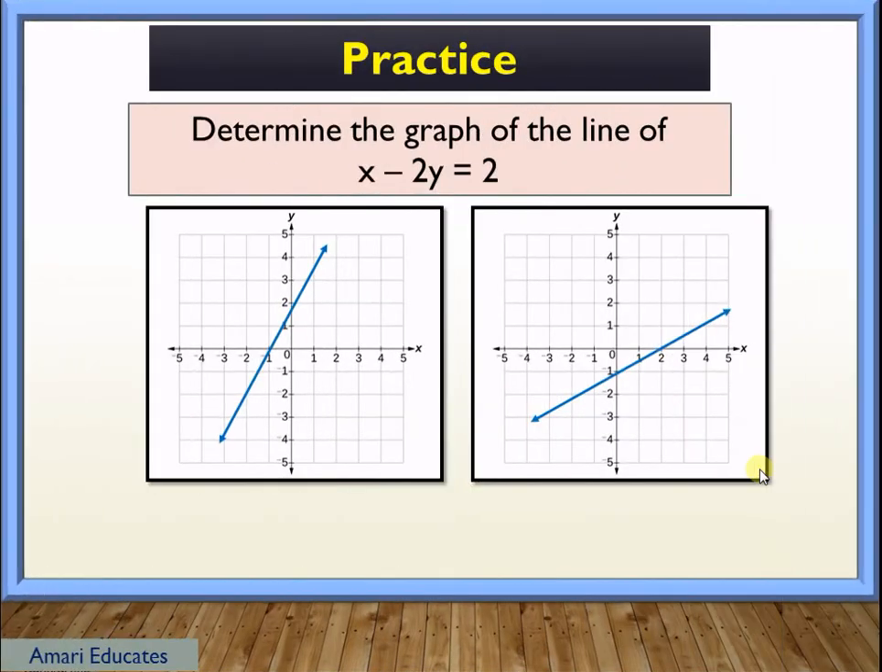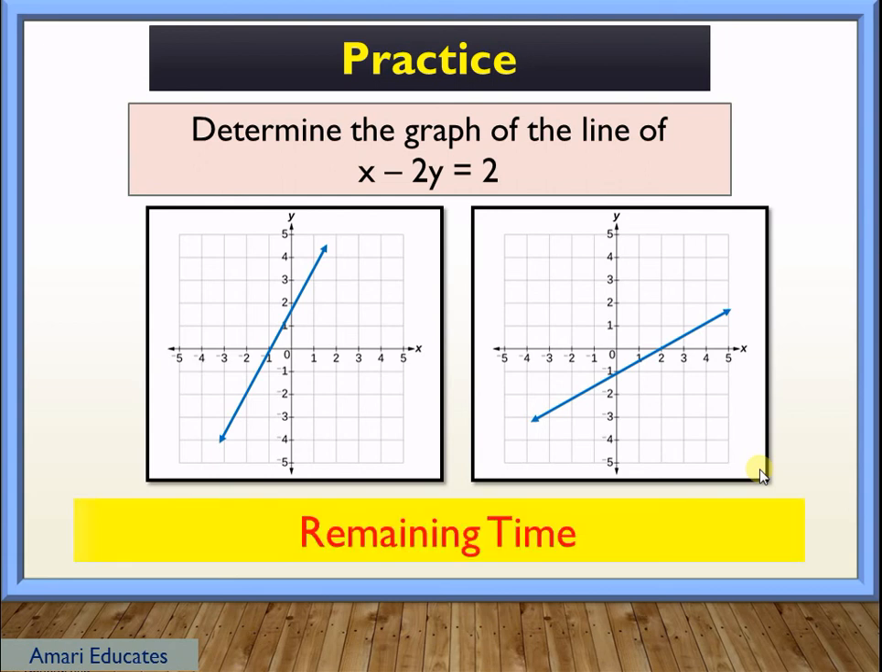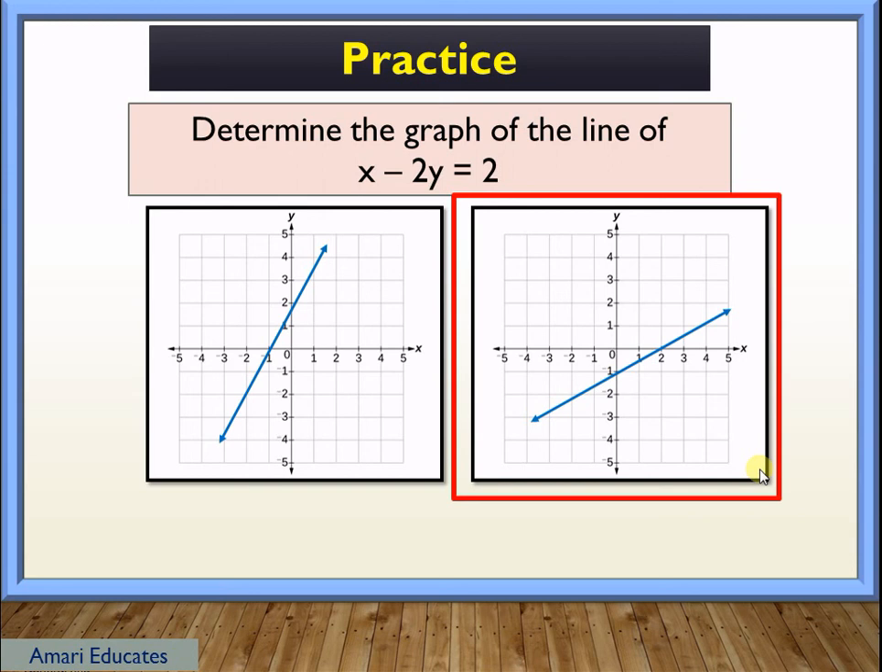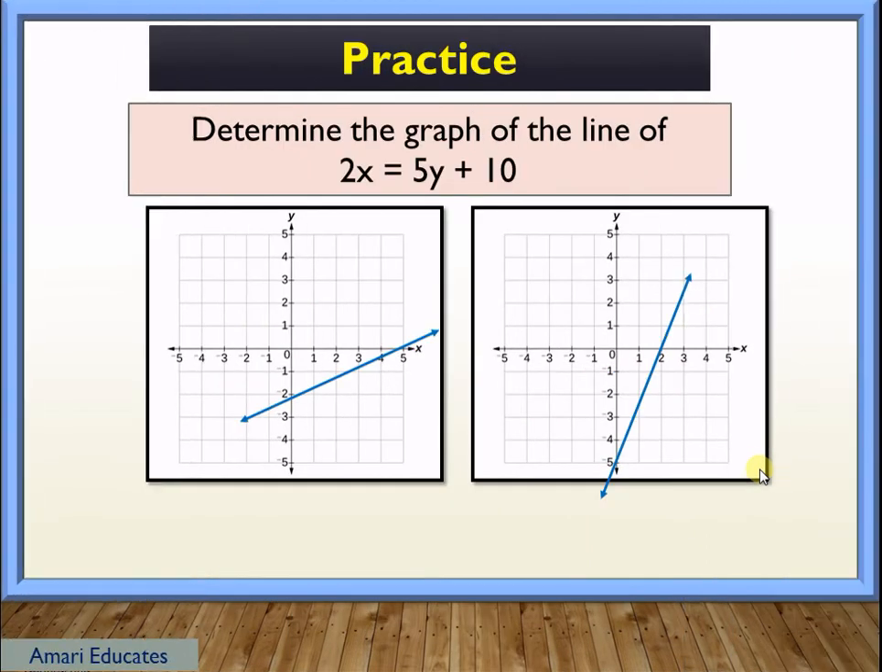Determine the graph of the line of x minus 2y is equal to 2. Let's start the time. Time is up. And the correct answer is the second graph, or the graph on the right. Okay? Okay, let's have the final question, or the final practice.